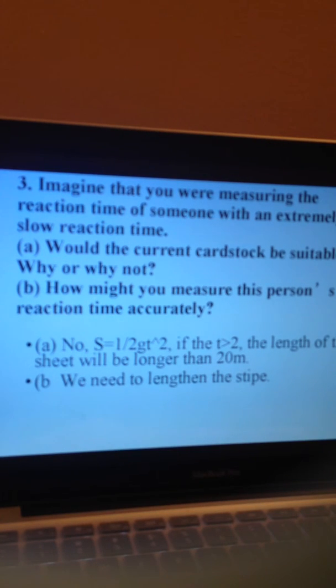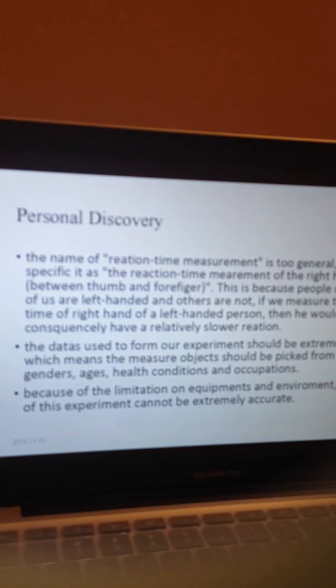The third question is, imagine that you were measuring the reaction time of somebody with an extremely slow reaction time. A. Would the current cardstock be suitable? Why or why not? My answer is no, because according to the physics equation, the length of this sheet will be longer than 20 millimeters, and the solution for this is we need to lengthen the stripe.